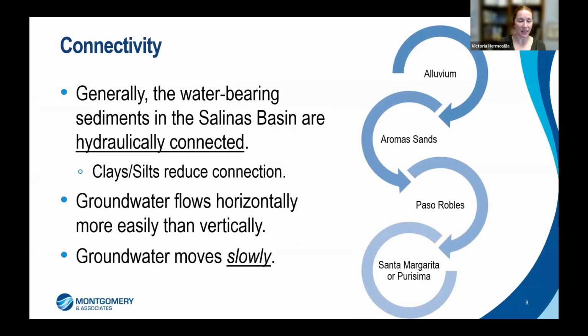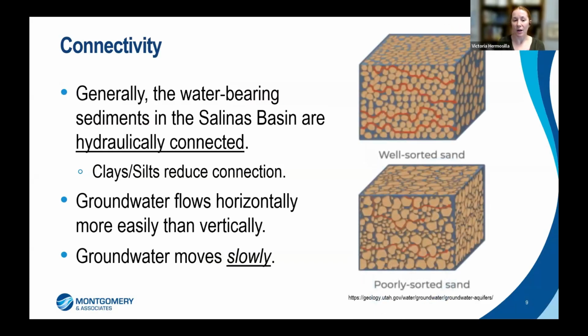The first thing I want you to keep in mind is that generally the water-bearing sediments in the Salinas Basin are hydraulically connected, right? Unless we have some silts and clays, and that reduces connection. But if the sediments are in contact with one another, they're probably going to be connected. Groundwater flows horizontally more easily than it does vertically. And this image here, if you can see the red lines in these blocks, you can see that those red lines are showing an easier path horizontally than vertically. And that really mirrors the horizontal layering that we see as sediments get deposited over time.